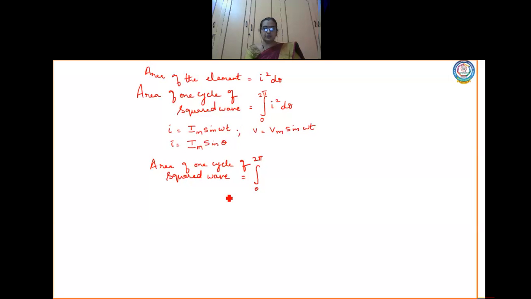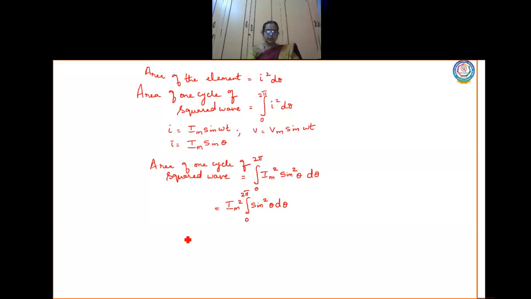So this equation will be Im square sine square theta d theta. Hope you have understood this. Clear? Is it clear? So can I proceed? Now here I am going to take this value as constant, so I am going to take this out. So Im square will be out. So I have integral 0 to 2 pi sine square theta d theta.